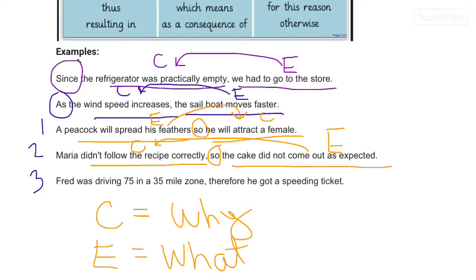Number 3, Fred was driving 75 in a 35-mile zone. Therefore, he got a speeding ticket. Therefore. So what happened? Well, he got a speeding ticket. Why? He was speeding. He was going 70 miles in a 35. That's not safe, Fred. Not good, buddy.